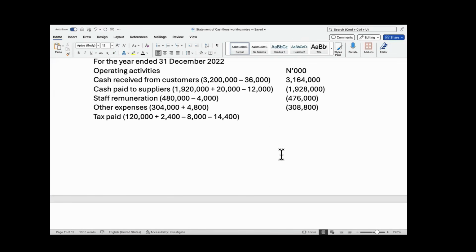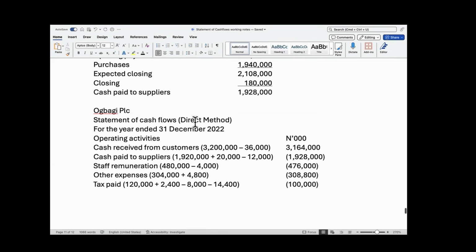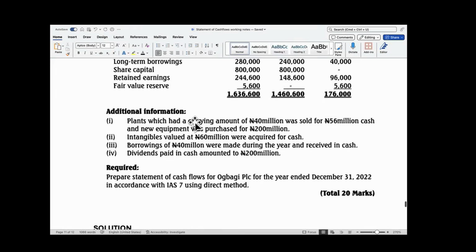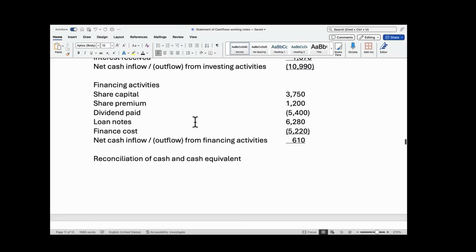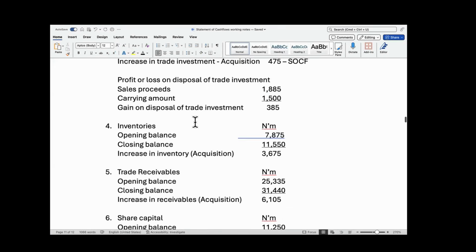$100,000. 100,000 as my tax paid. If you are not following this, it's the same thing as what we have done up here, but you will see that this one took us a long time to finish up.